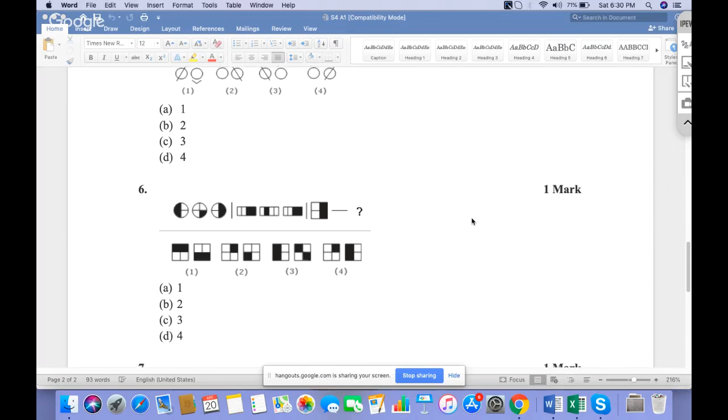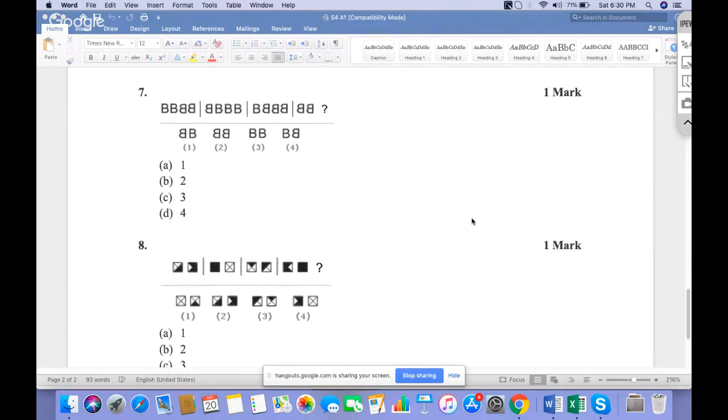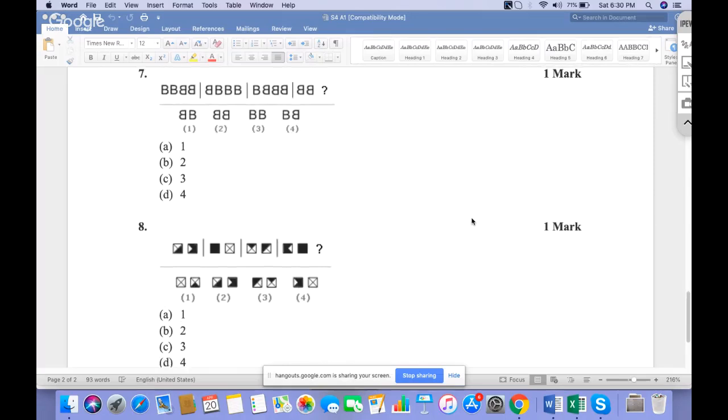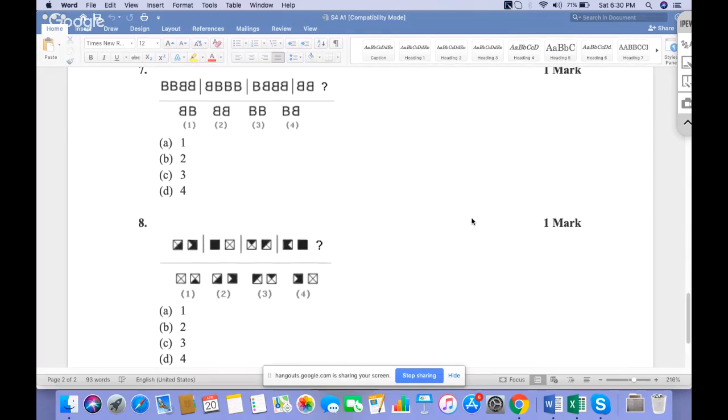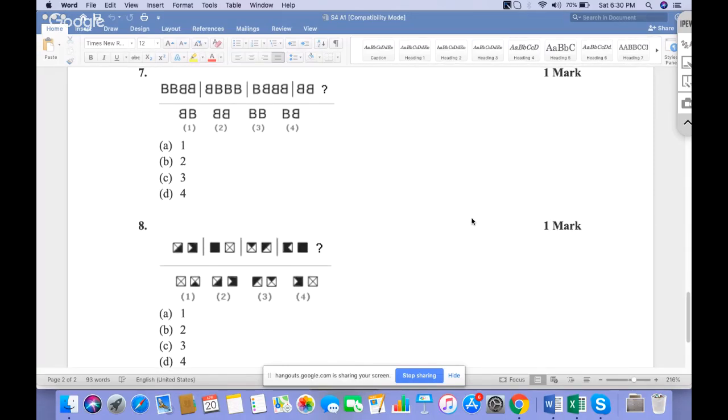Now let's go to question number 7. These are the two questions, question 7 and 8, that we need to solve, and then we move to some other topic.